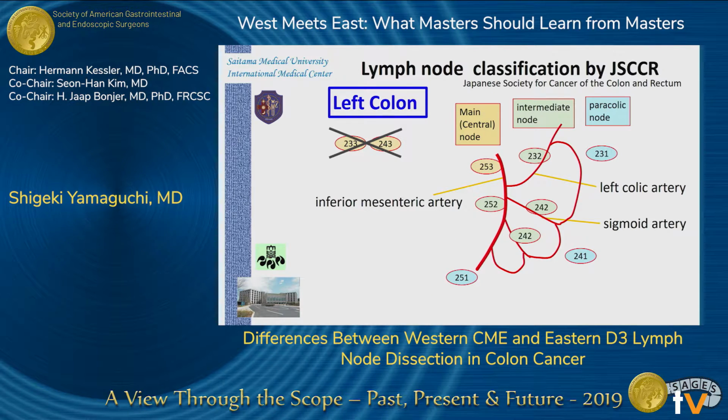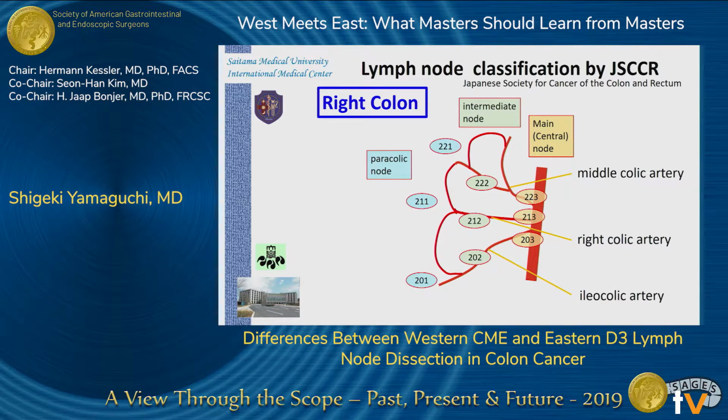So how about the left colon? It's not difficult to understand. D3 means high ligation and dissection of this part. And D2 means like this, low ligation, usually preserving the left colic artery.